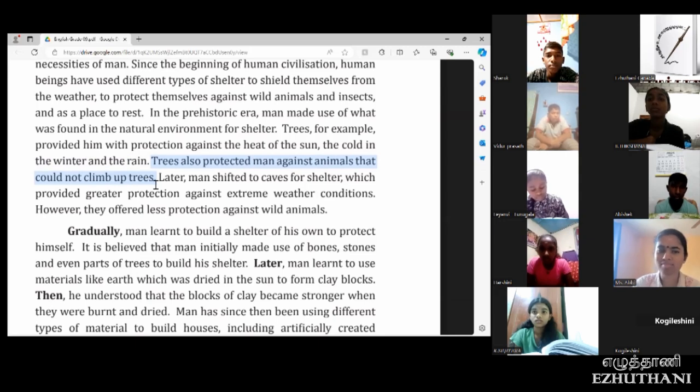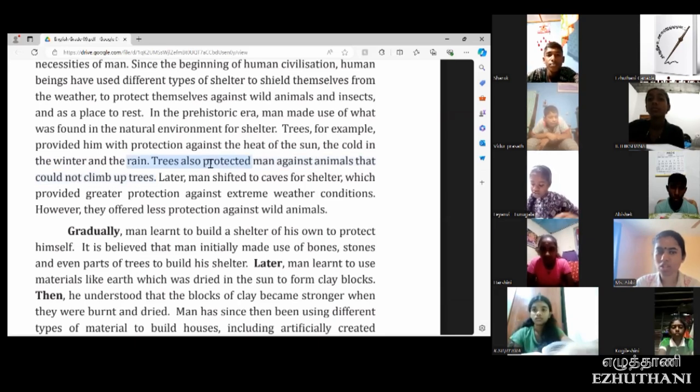What does it mean? அதுக்கு என்ன அர்த்தம்? So trees also protected, மரங்கள் அவங்களை பாதுகாக்குது, protected man against, எதில இருந்து பாதுகாக்குது?